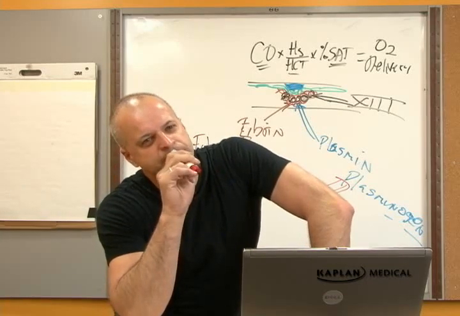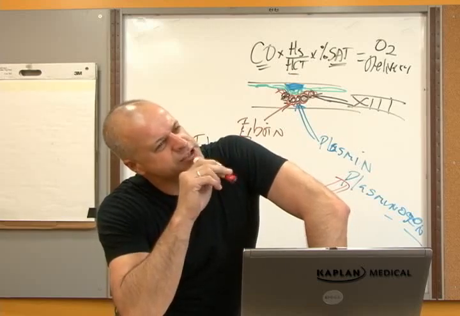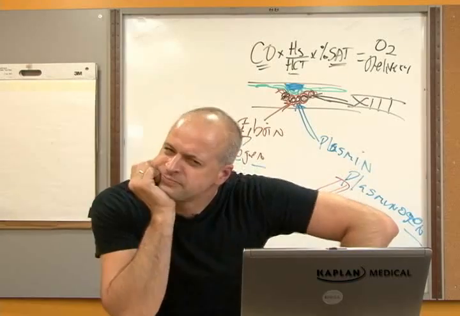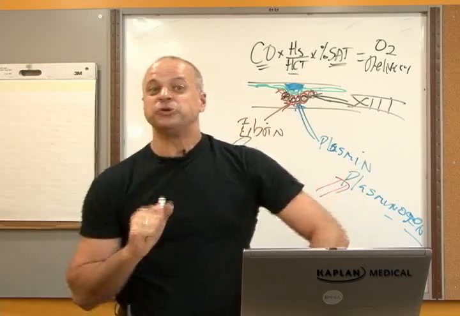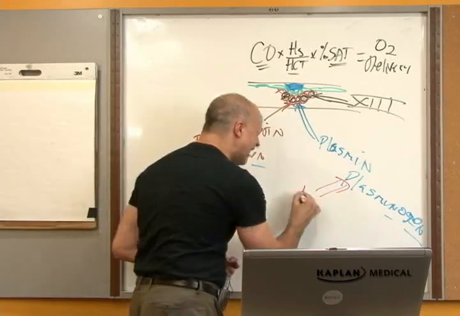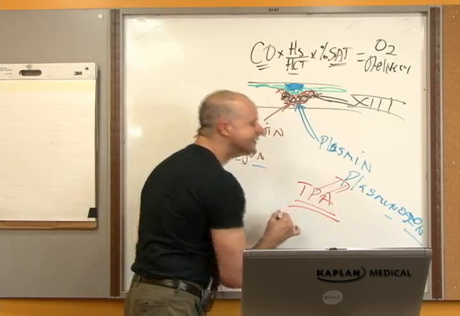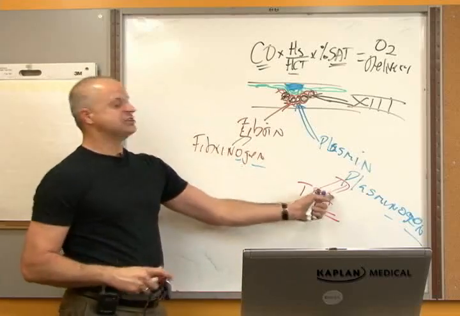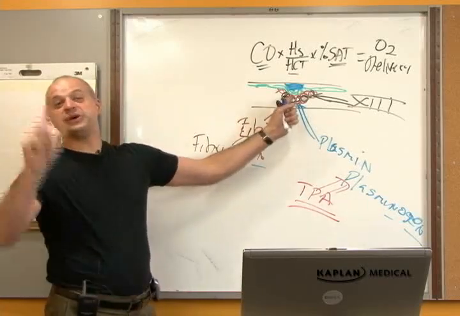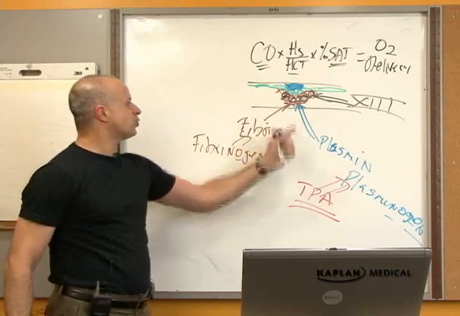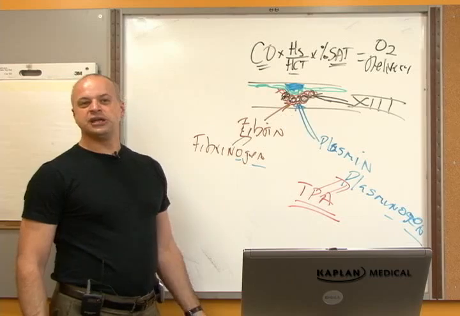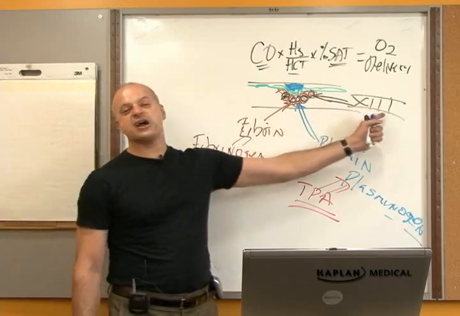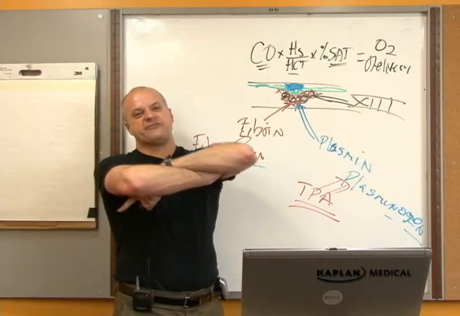There's something in the tissue that activates plasminogen. What is it? That would be tissue plasminogen activator. This is why TPA only works on a fresh clot. It only works on a fresh clot and dissolves the fibrin, because after a while fibrin gets cross-linked and preserved by factor 13.